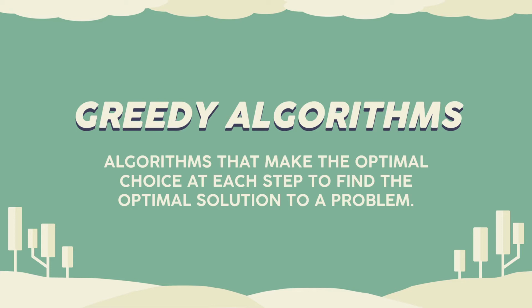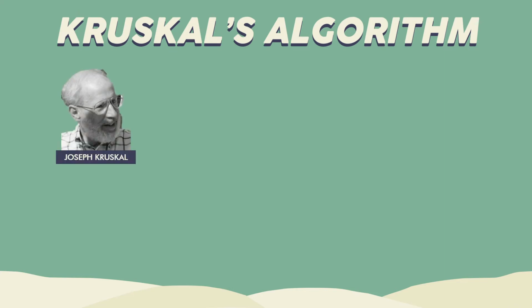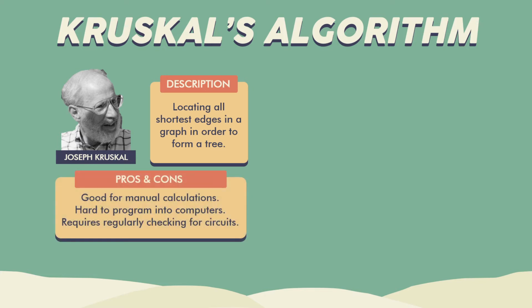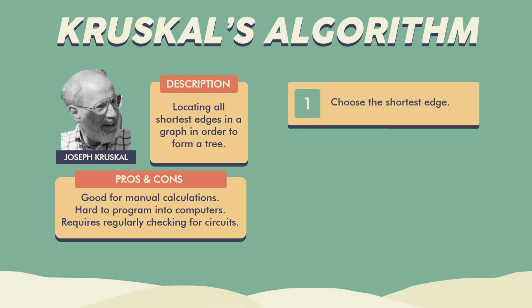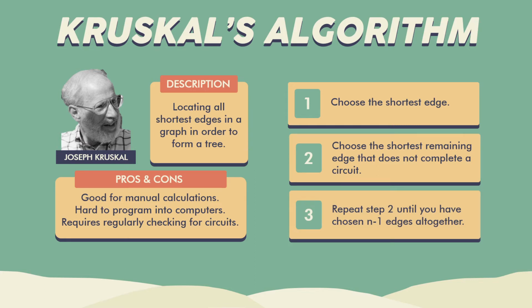The first algorithm is Kruskal's algorithm, which was developed by Joseph Kruskal. It focuses on locating all shortest edges in a graph in order to form a tree. This algorithm is good for manual calculations, but is hard to program into computers because it requires regularly checking for circuits. The steps are as follows. Choose the shortest edge, choose the shortest remaining edge that does not complete a circuit, then repeat step 2 until n-1 edges, wherein n is the number of vertices, are chosen all together.